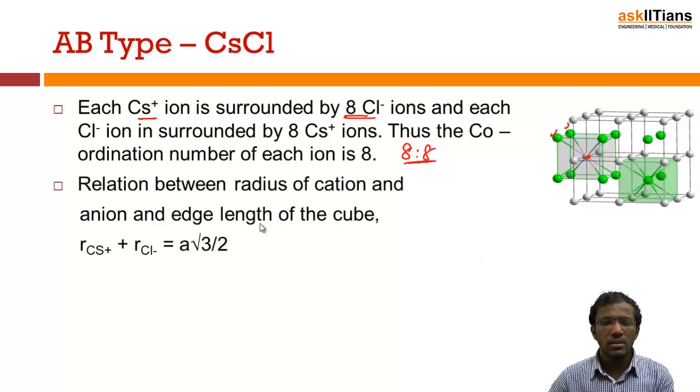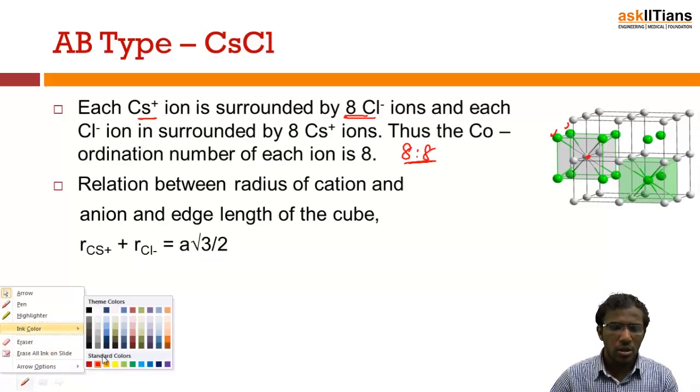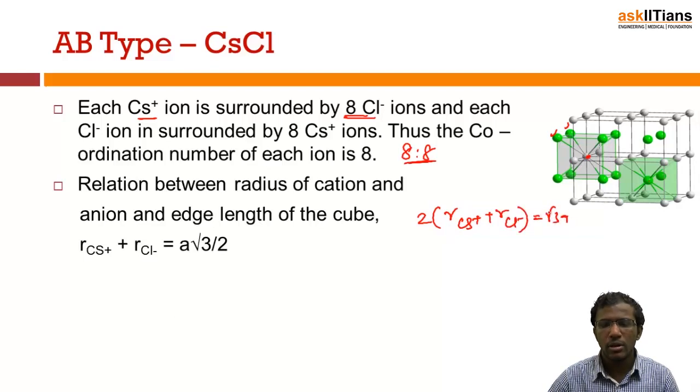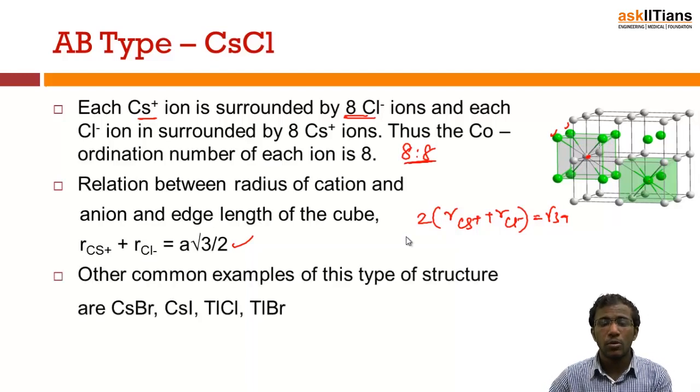So the relation between the radius of cation, the radius of anion and edge length is given by this one. Okay, which you can easily understand, because they are touching along the body diagonal, so 2 into the radius of cesium ion plus the radius of chloride ion is equal to root 3 a, which is the body diagonal length. So yeah, this is the expression which is shown here. Okay, so this is very important for solving numericals based on the cesium chloride structure.